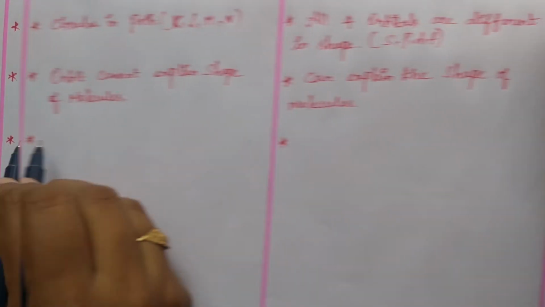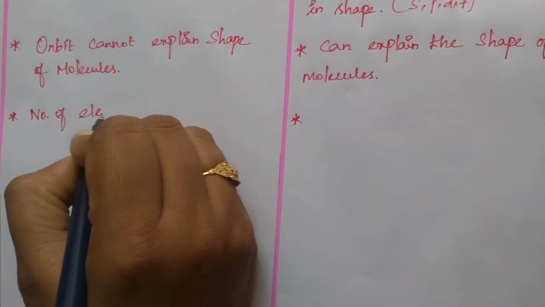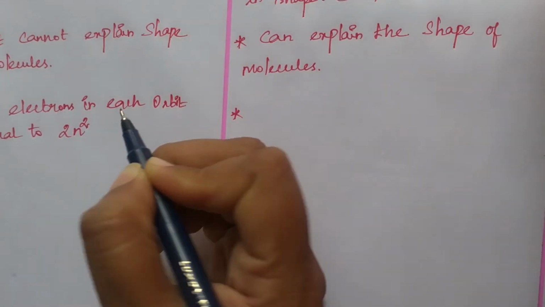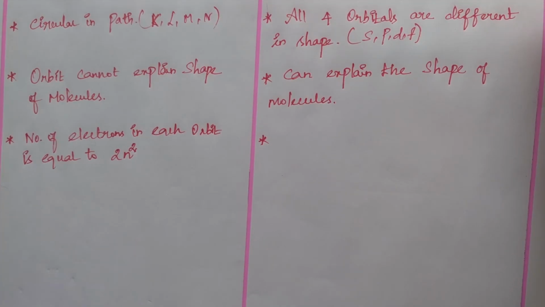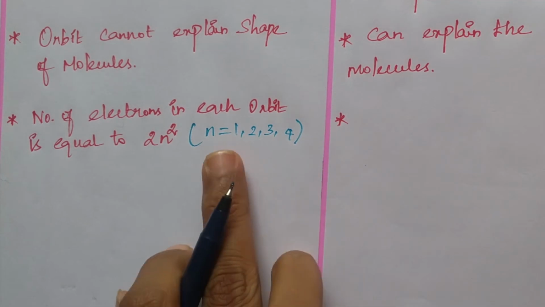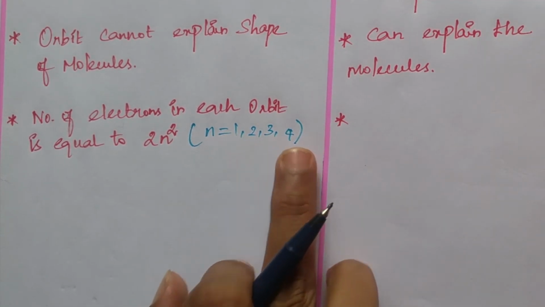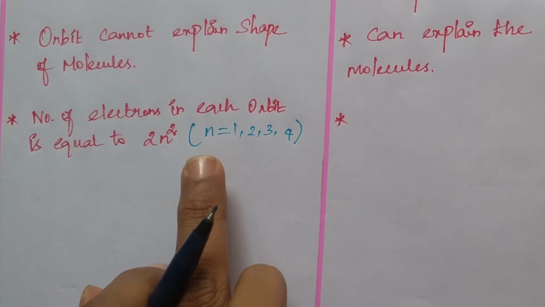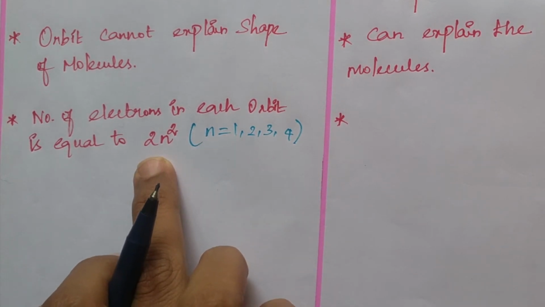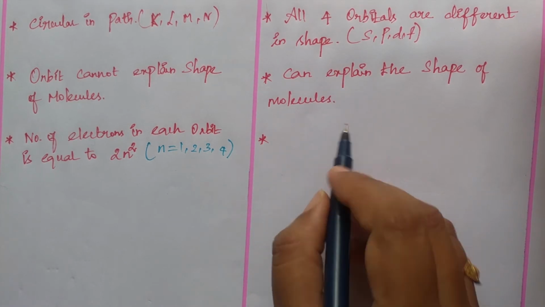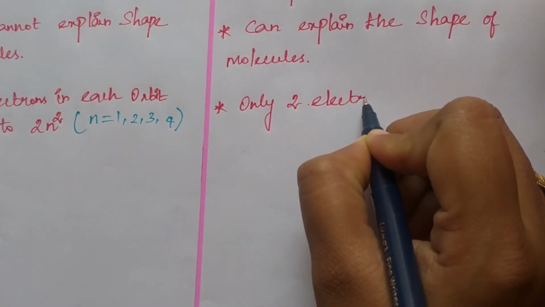Next point, the number of electrons in each orbit is given by the formula 2n square. Here n represents the number, n equal to 1, 2, 3, 4, that means the energy levels, the K, L, M, N shells. So we can find out how many electrons are in each shell with the help of this 2n square formula. But in an orbital, only 2 electrons can be accommodated.